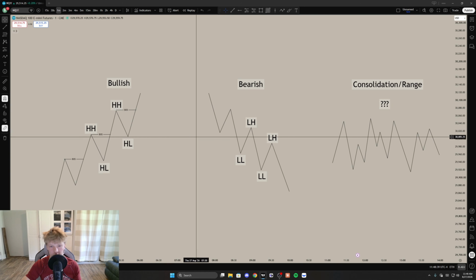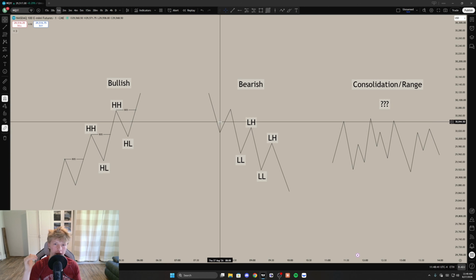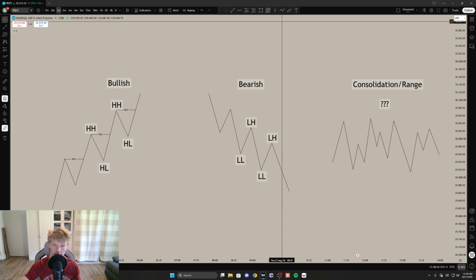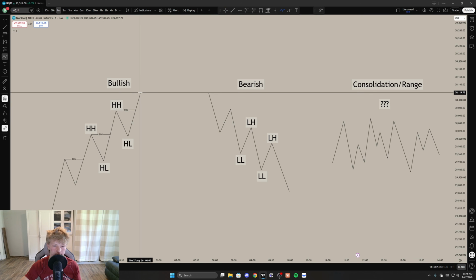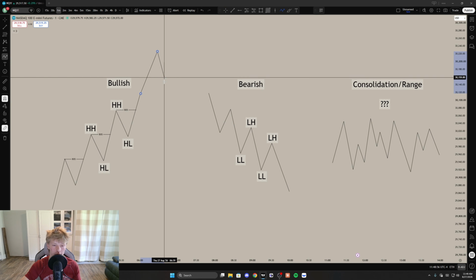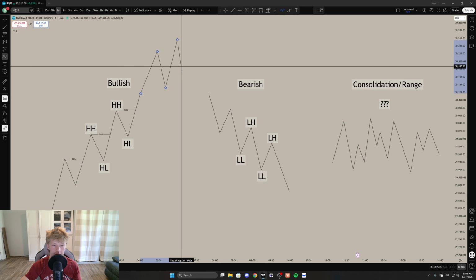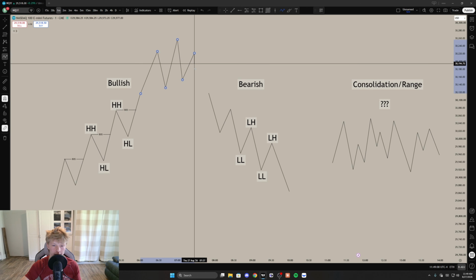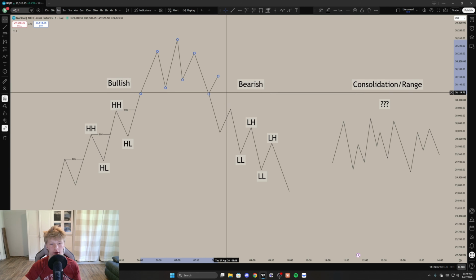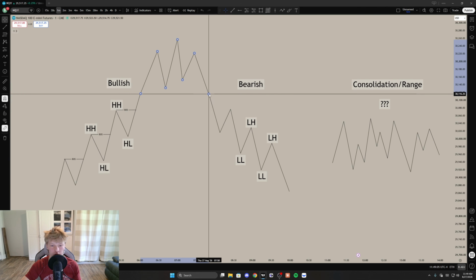Okay. Now, what is a change of character? This is a lot more niche. Breaks of structure are important to mark out and to keep in the back of your mind, but changes of character are going to tell you a much stronger story. Okay, so say we are bullish here, and we create a higher high, and then all of a sudden, we start creating a different type of structure here. Okay, what is this type of structure going to do?